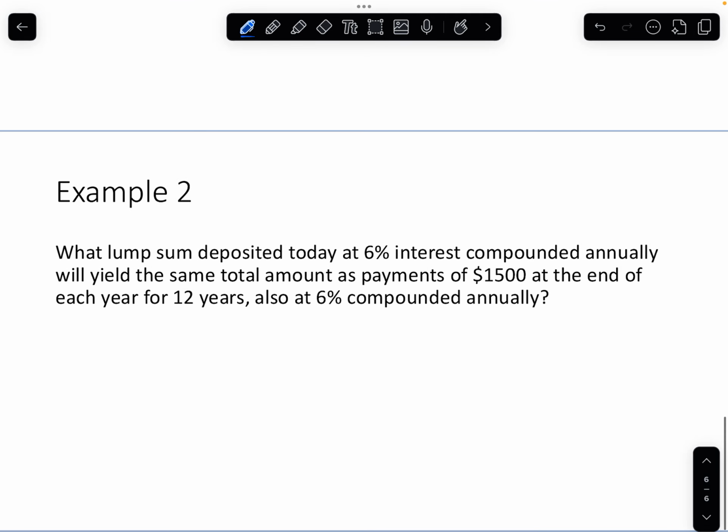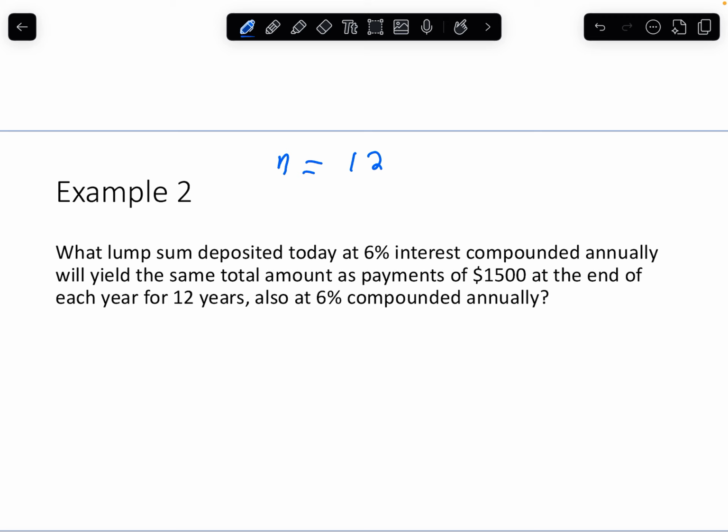So as an example, we want to know what lump sum deposited today at 6% interest compounded annually will yield the same total amount as payments of $1,500 at the end of each year for 12 years, also at 6% compounded annually. So the n for this one is 12.